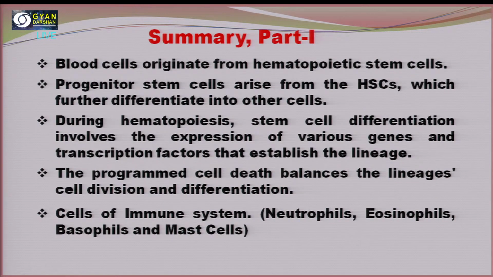Dear learner, I want to summarize part first. You have learned the various things in part first. You have learned that blood cells originate from the hematopoietic stem cell. Progenitor stem cells arise from HSCs, which further differentiate into other cells. During hematopoiesis, stem cell differentiation involves the expression of various genes. And for the cells of the immune system, you have learned about the neutrophil, basophil, eosinophil, and mast cell.